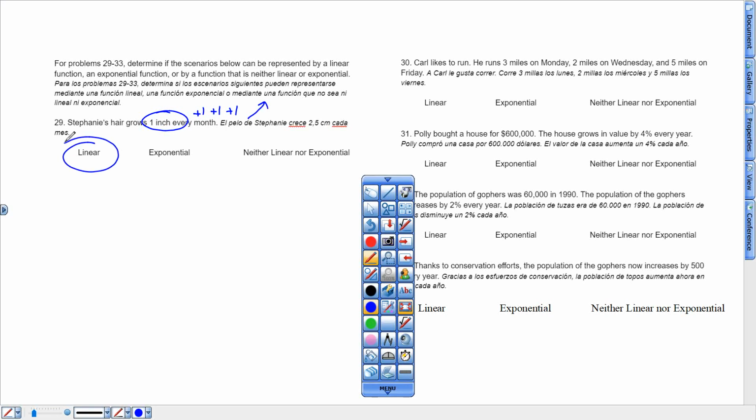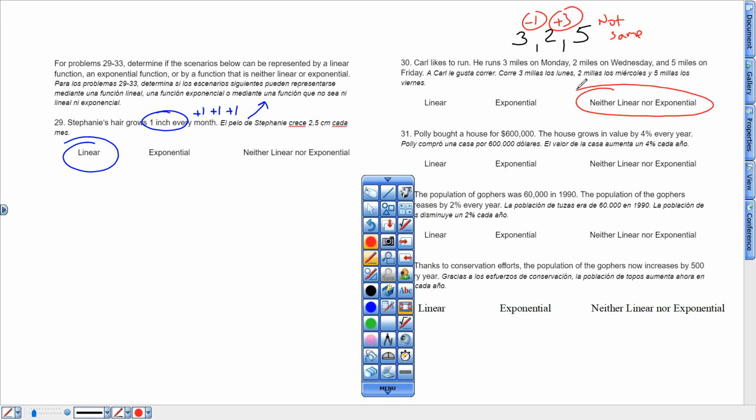If I look at this next one here, 3 miles on Monday. On Wednesday, he runs 2 miles. And then on Friday, he runs 5. I can see these are not going up or down by the same amount. Since these are not the same, this is going to be in that neither category.